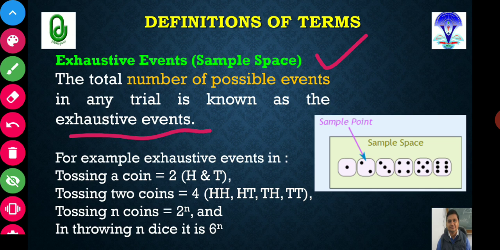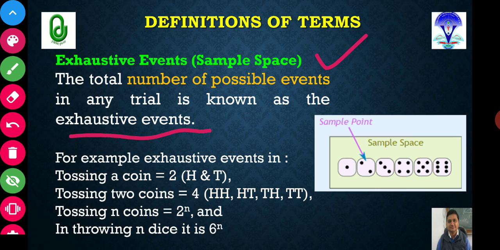Then another outcome, one coin head, another coin tail. Third outcome, what will be the third outcome? First coin tail, second coin head. And another outcome will be both the coins as tail. So if you are tossing 2 coins, the possible outcomes will be 4: HH, HT, TH, TT. So if you are tossing n coins, what will be the possible outcomes?